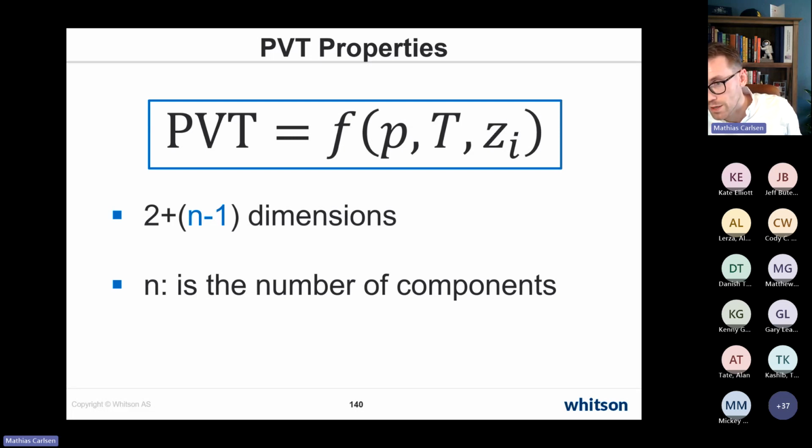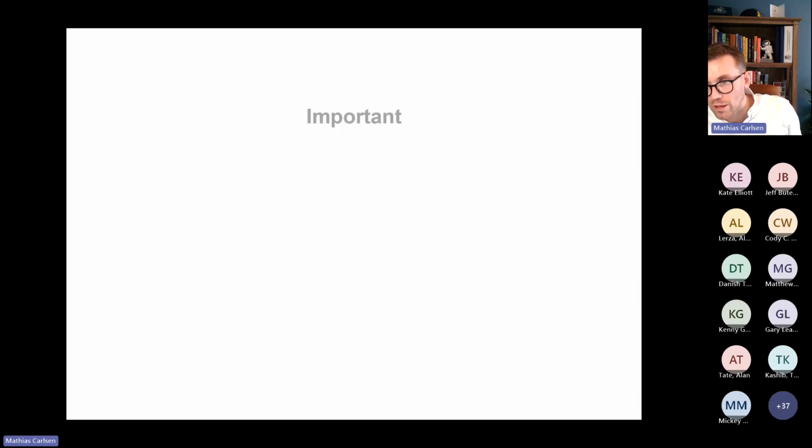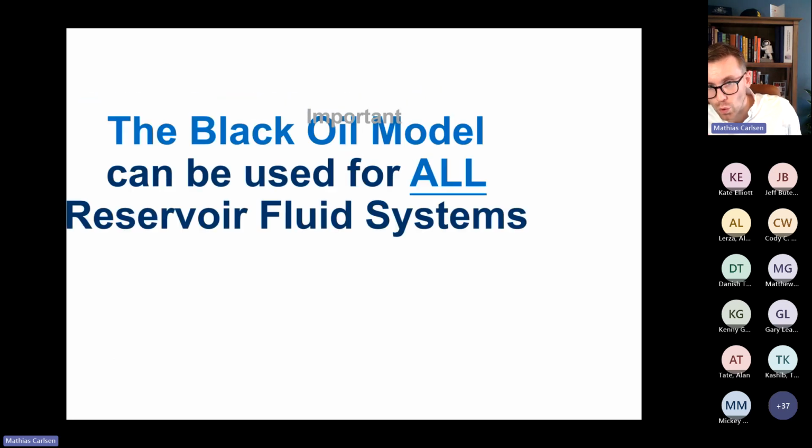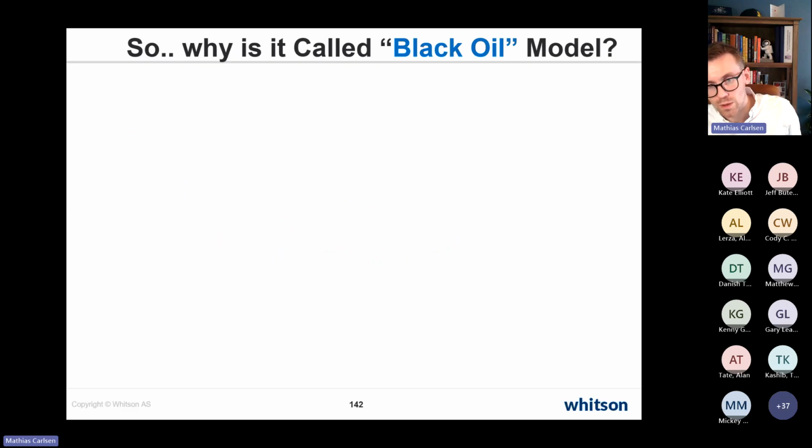It's impossible to visualize. But the nice thing is, if we simplify our world into components of 2, then we're dealing with what we call the black oil model. And here it's important to understand that the black oil model can be used for all reservoir fluid systems, not only for black oils. The reason why it's called black oil is just tradition: when it was introduced, it was a 2-component PVT model.